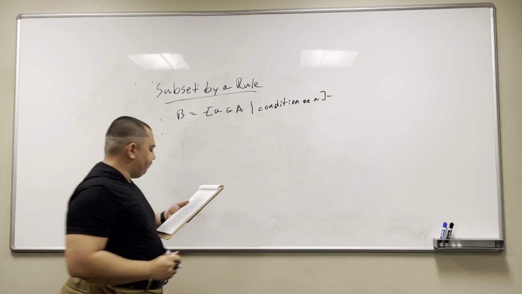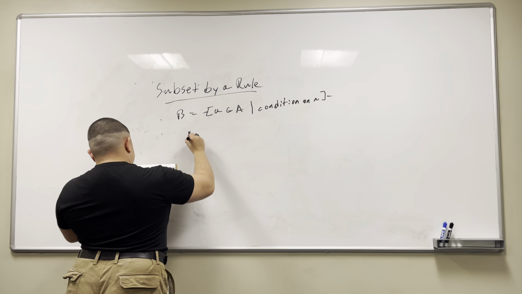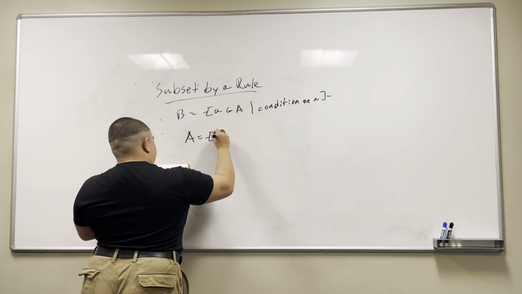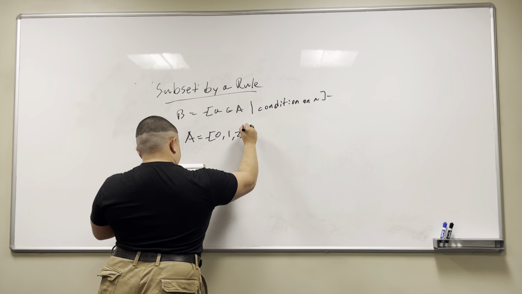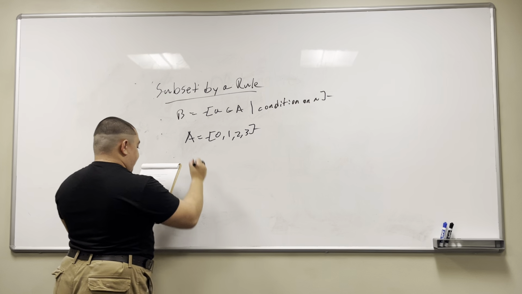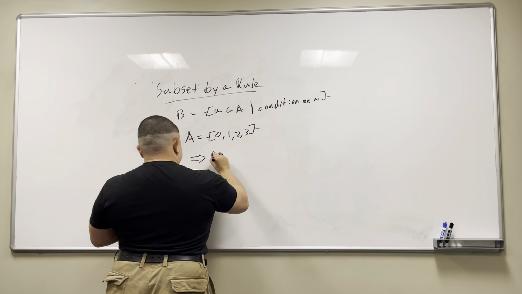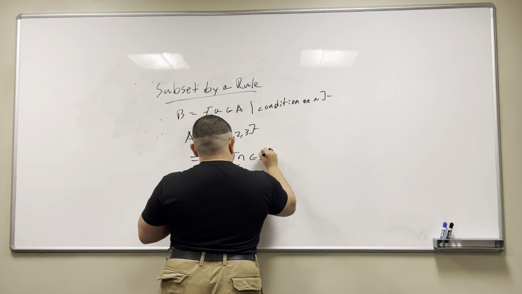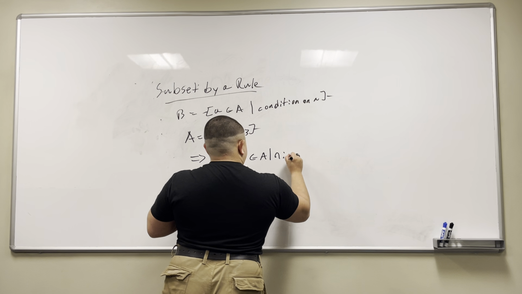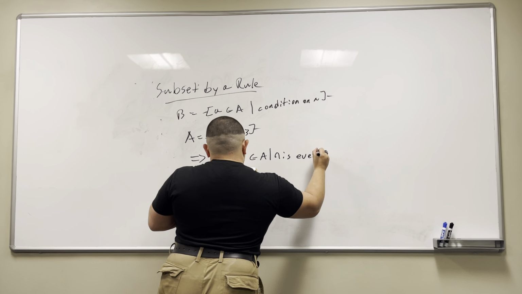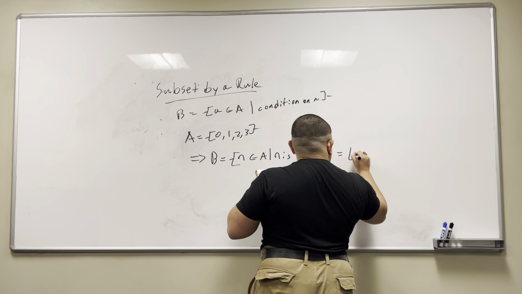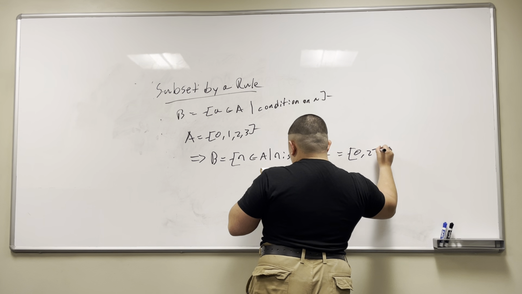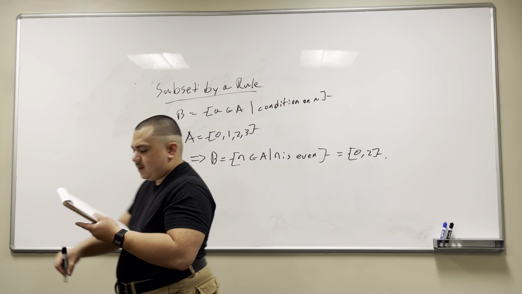For example, if A is equal to the set {0, 1, 2, 3}, then B, being the subset of n within A such that n is even, gets us elements 0 and 2.